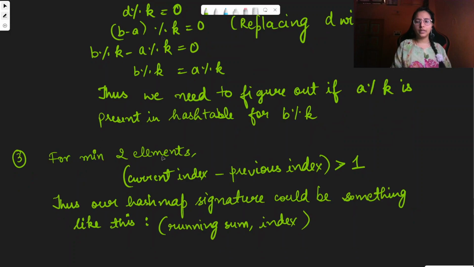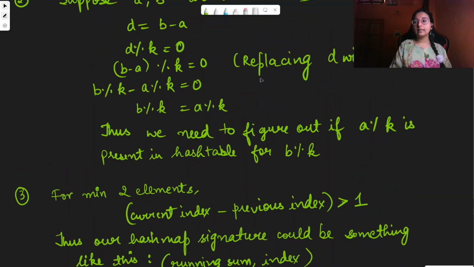Now let us go ahead. For the minimum of two elements, how can we figure that out? The current index minus the previous index should be greater than 1. So in that particular scenario, the hash map signature should be something like this: running sum comma index, and that will be contributing towards that. Now we are able to figure out particular subarrays where two elements are present, and after subtracting them, we get an element count greater than 1. So that's the thing here.